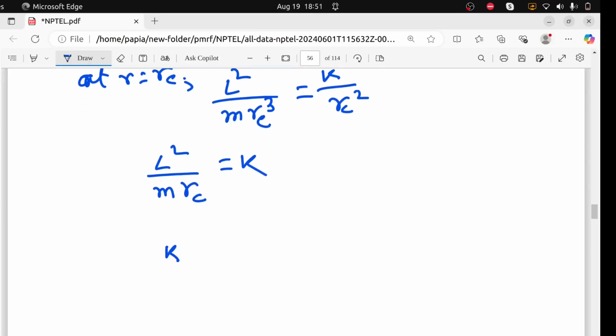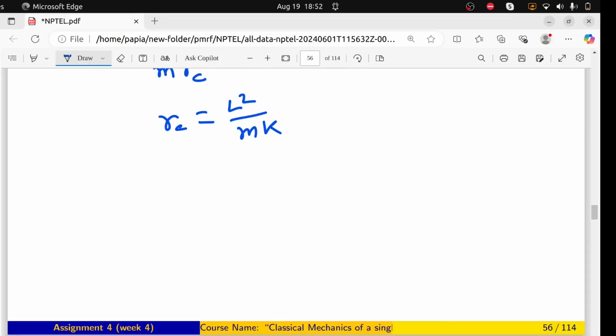From here, rc is L square by m k. Okay, so this is the expression for rc, the radius of the circular orbit.